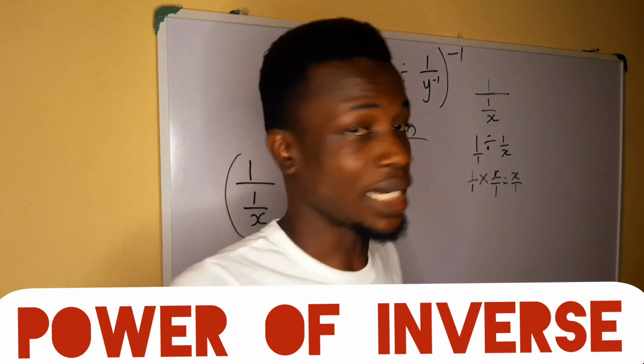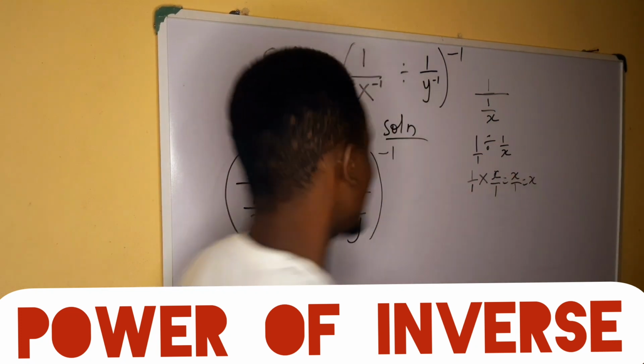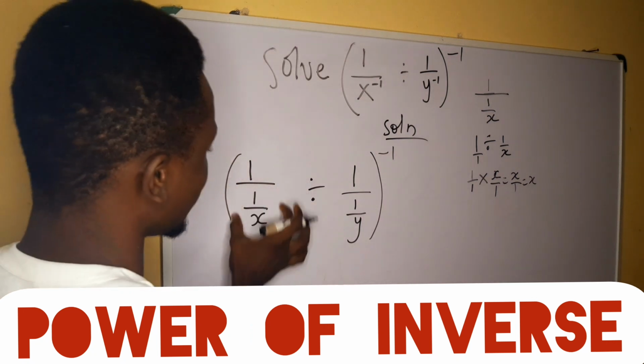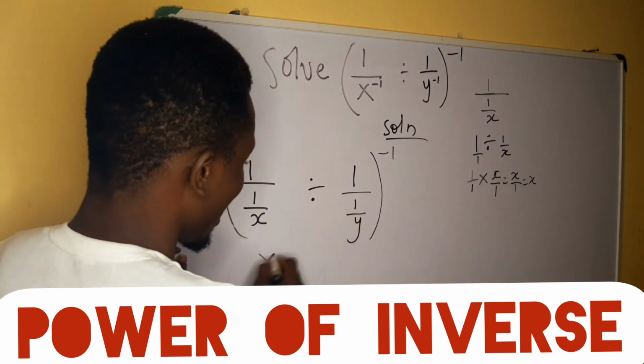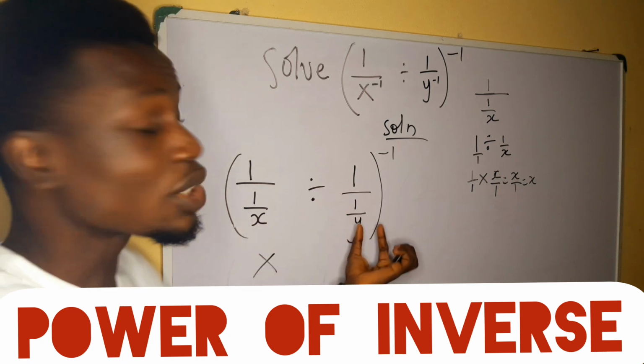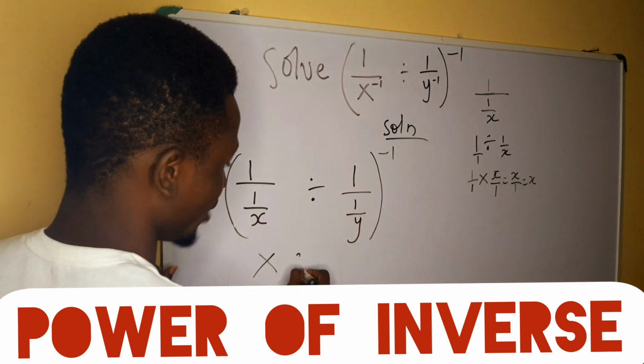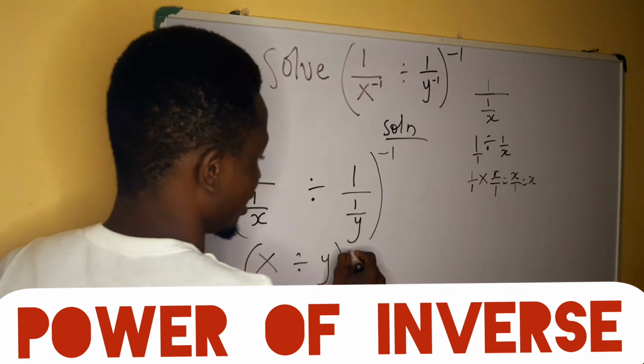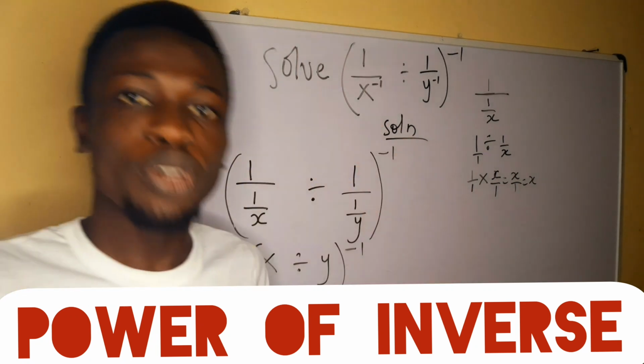X divided by 1 is going to give us what? X. So you see that at the end of the day, what you're going to have for this part is just x. And since this one is the same thing as this, we're still going to have y. So I'm going to put divided by y, all to the power of negative 1. I hope you got what we did here.